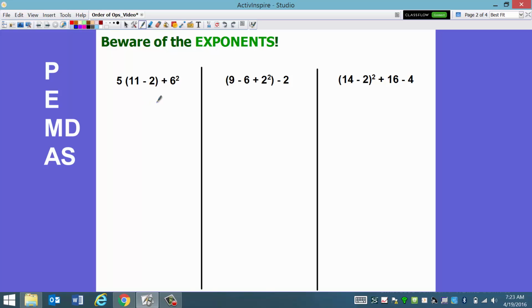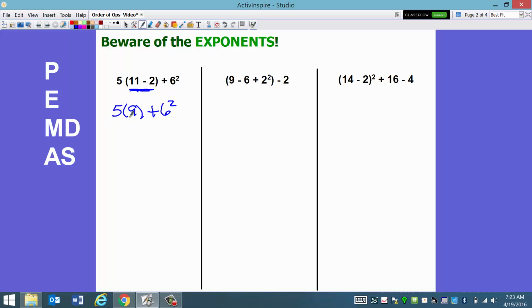On the first one, it's just a basic normal order of operations problem. Okay, parentheses comes first. Here's the parentheses. 11 minus 2 is 9. So I'm going to rewrite everything else. I'm going to keep that 9 inside the parentheses. Remember, you only want to do one step at a time. Don't try to do multiple steps in your head because it can get confusing.